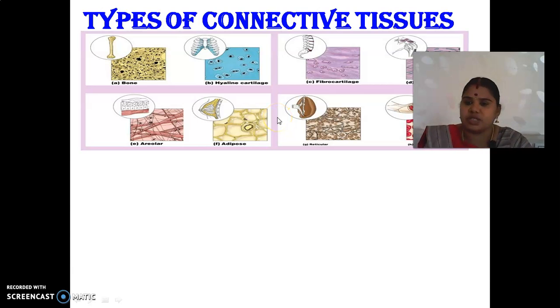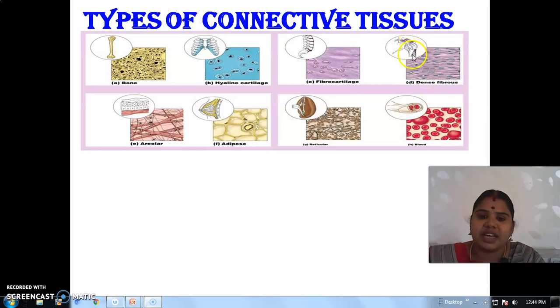Types of connective tissues. As I explained, you can see here why I show you this connective tissue. Because you have to know that this is a bone, the type of tissue which is present in the bone. And see here hyaline cartilage. This hyaline cartilage is present in our lungs. The next one is the fibrocartilage. It is present in our ribs, where the ribs meet the backbone. And dense fiber. It is a dense fiber present in our ligaments, that is, in our thigh bones.